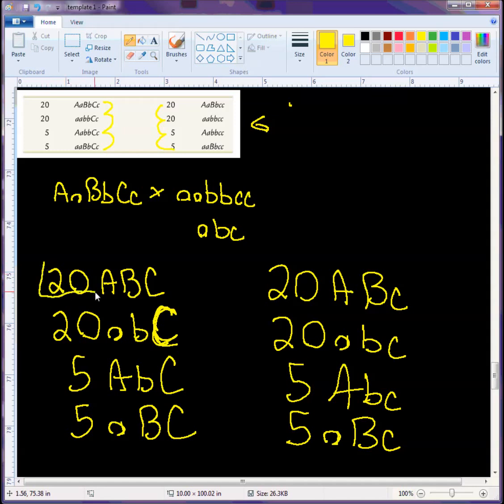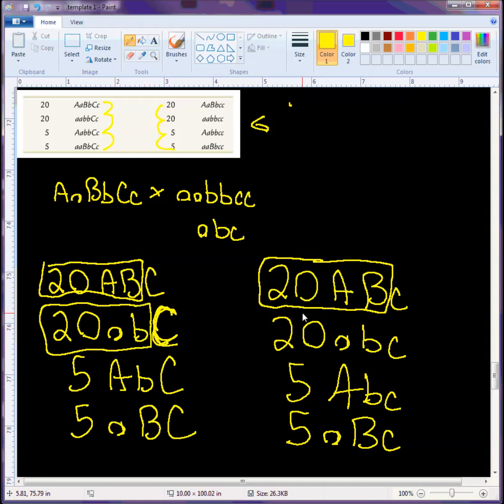We have 20 progeny over here with big A and big B, 20 over here with big A and big B, and 20 over here with little a and little b, 20 over here with little a and little b. So right away we're starting to see most of the gametes that are being made by the heterozygous parent have the big A stuck together with the big B and the little a stuck together with the little b.